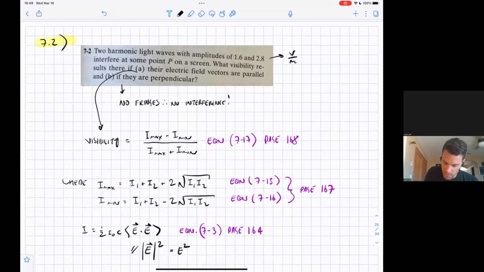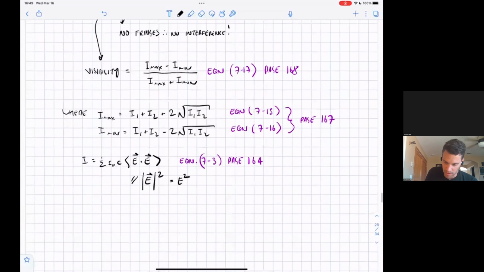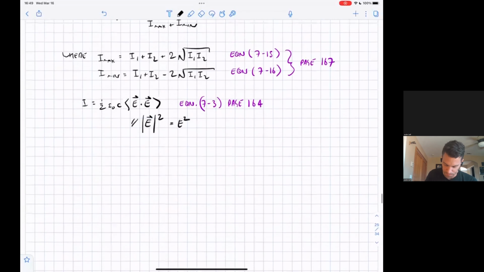So we're going to use the 1.6 and 2.8 values. What we need to do simply is calculate the I values for each of those two amplitudes, plug them into these equations, and then plug the results into the visibility equation. I will do that real quick for you.